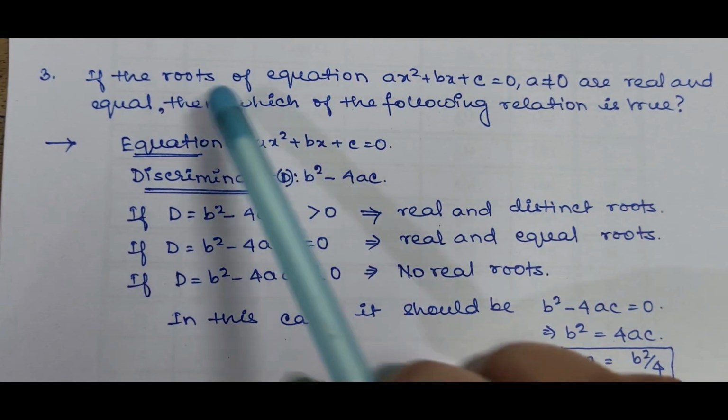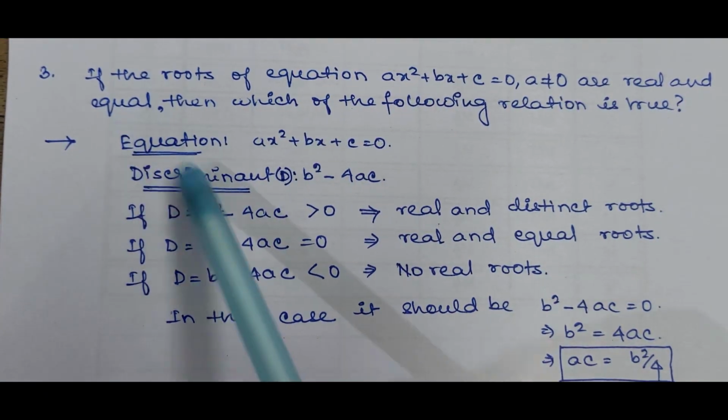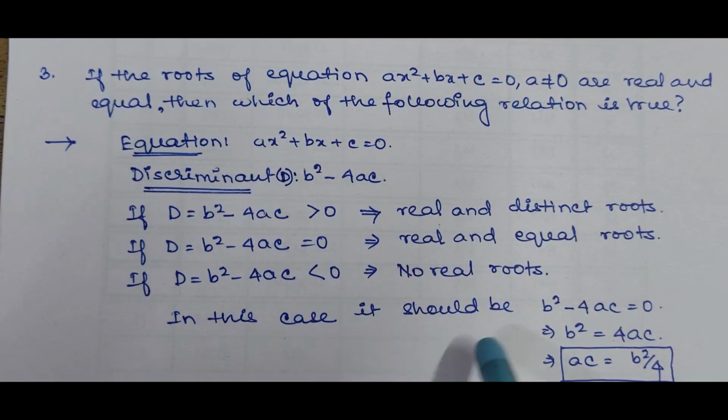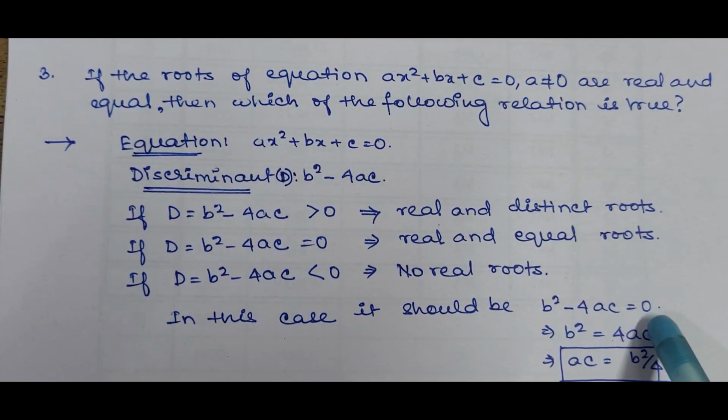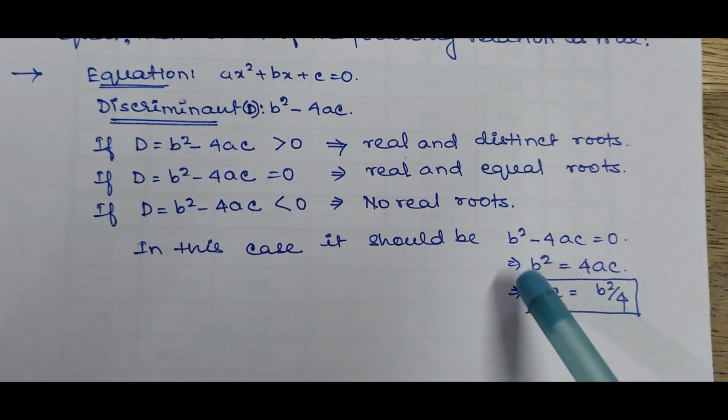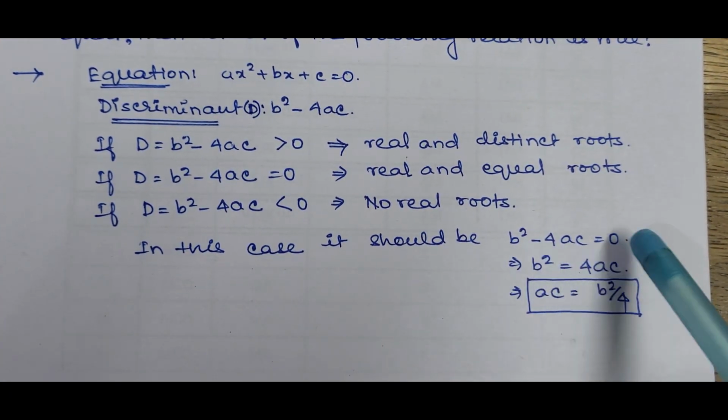So given to us that the roots are real and equal, so it must be that the discriminant is equal to 0. So in this case, we have b square minus 4ac is equal to 0. So now what we do is we take this 4ac to the right.